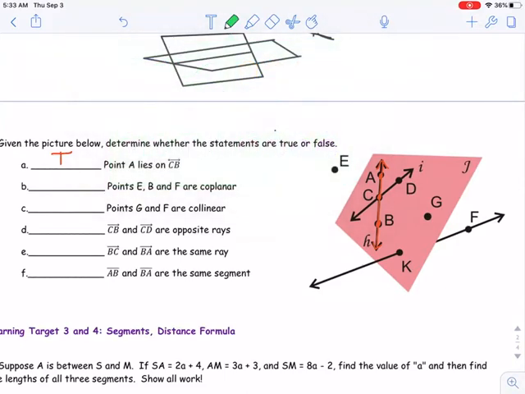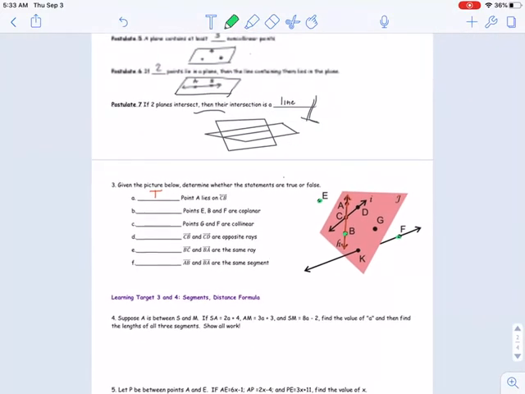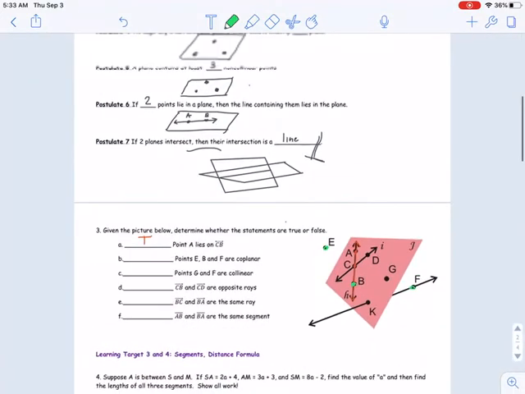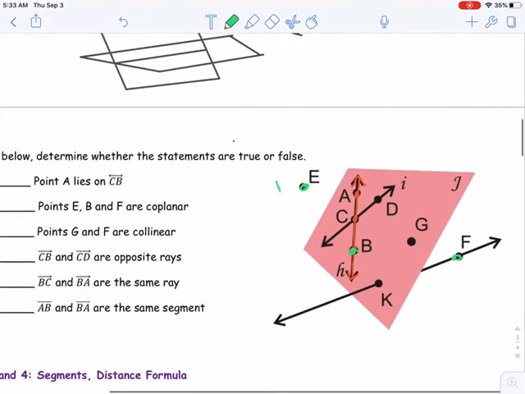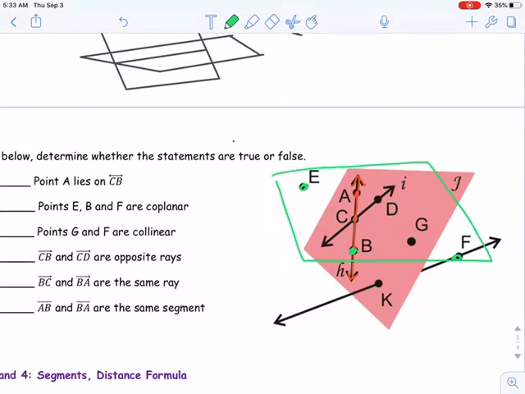Next one, E, B, and F are coplanar. Well, this one appears false because there's no plane drawn, but remember, any 3 points are coplanar. Alright, we talked about it up there. Through any 3 points there exists exactly one plane, so watch that, I drew it. True.